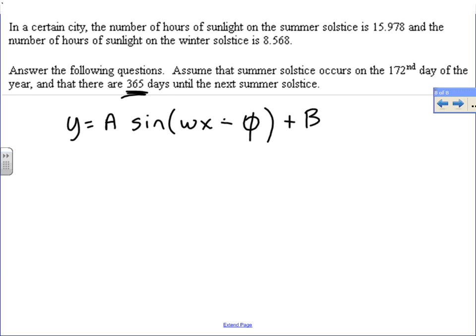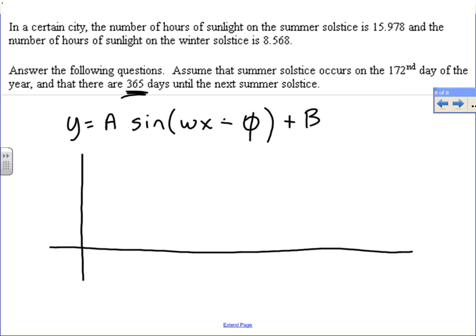Okay, so let's start off, and what I actually do to help me figure this out is I draw the graph first. You'll have to follow real close along with this on how I get these values. Along the y-axis, I'm going to put the hours of sunlight that we're getting in one particular day. Notice that ranged from 8.568 to 15.978. The lowest amount of sunlight would be on the winter solstice, the shortest day of the year, 8.568.